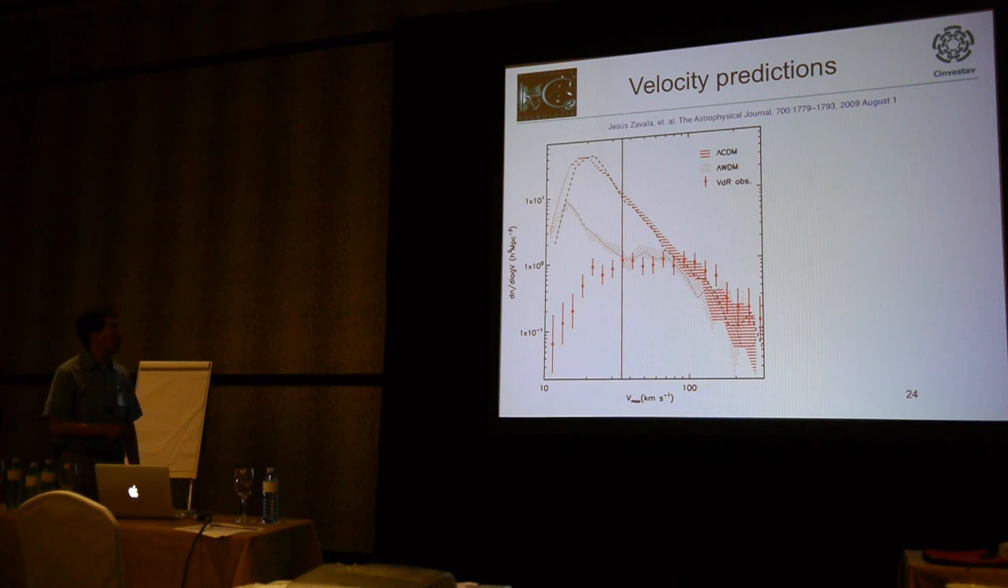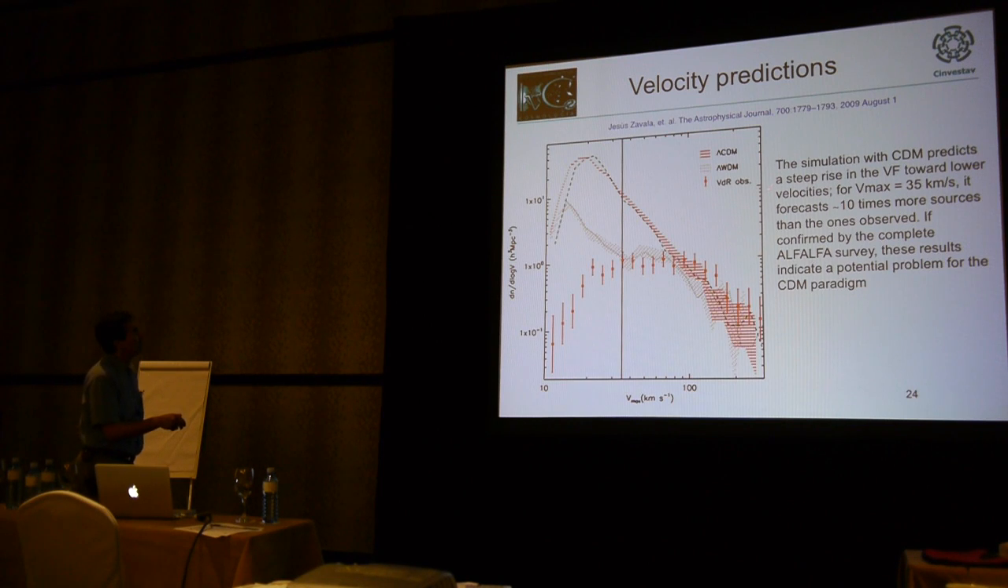And ALFALFA, this Arecibo survey, is measuring the velocities of many galaxies, and what they obtain is exactly the same problem as before. The simulations with CDM predict a steep rise of the velocity function towards lower velocities. For example, for free-falling velocities of 35 kilometers per second, the simulations predict 10 times more sources than the ones observed. If confirmed by the complete ALFALFA survey, these results indicate a potential problem for the CDM paradigm. That means we are missing, again, something in the information of the small galaxies, dwarf galaxies, LSB galaxies, and so on.